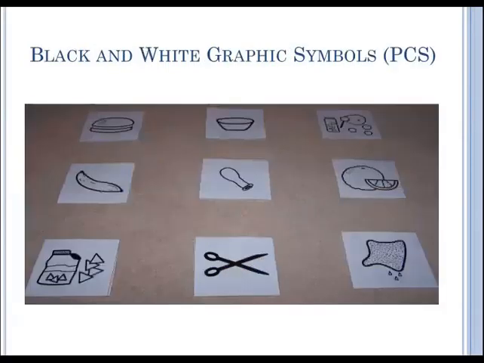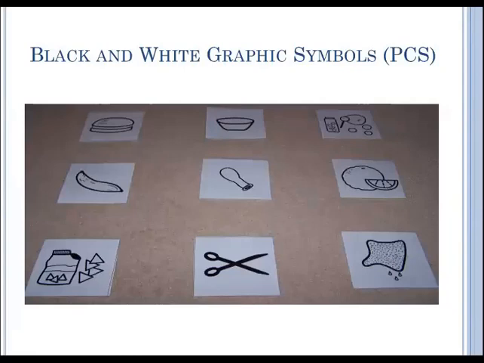Here's an example of those same picture communication symbols, but in black and white format. Again, some kids do better with black and white than color. I worked with a young boy with autism once, and he came into kindergarten not really understanding 2-dimensional representations well at all. He mostly understood 3-dimensional objects, real-sized objects.